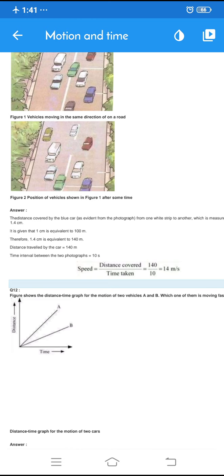The time interval between the two photographs is 10 seconds. So what do you need to calculate? The speed. Speed is equal to distance traveled divided by time taken. The distance covered by the car is 140 meter and the time taken is 10 seconds. Divide it, the zeros cancel, and the car has changed its position after 10 seconds with a speed of 14 meter per second.